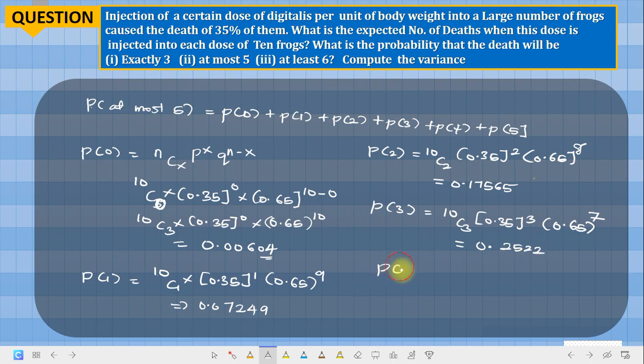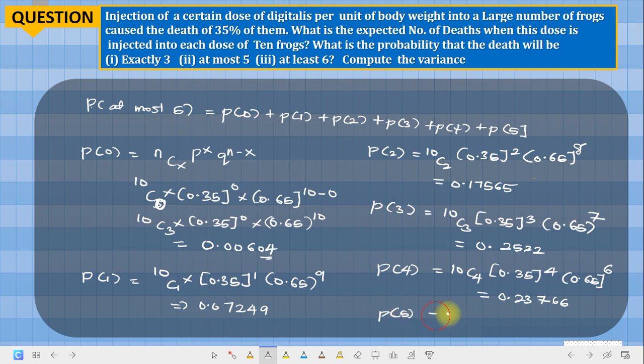The next one is the probability that 4 will die, which is 10 combination 4, bracket 0.35 raised to the power of 4, bracket 0.65 raised to the power of 10 minus 4. Now 10 minus 4 is 6. So we can erase this and put 6 here. And then when we compute this, it's going to give us 0.23766.